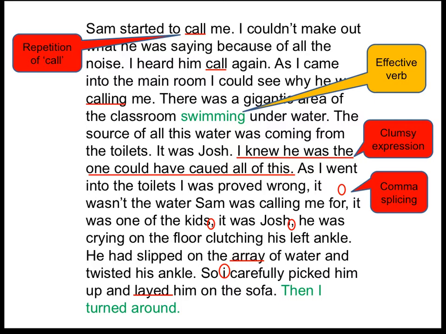As I went into the toilets, I was proved wrong. It wasn't the water Sam was calling me for. It was one of the kids. It was Josh. He was crying on the floor, clutching his left ankle.